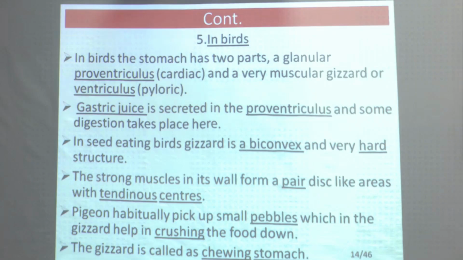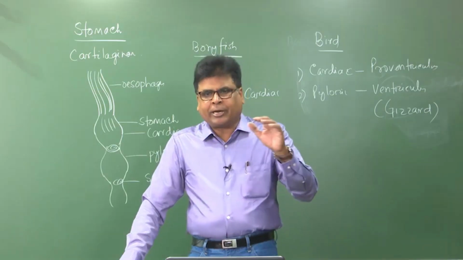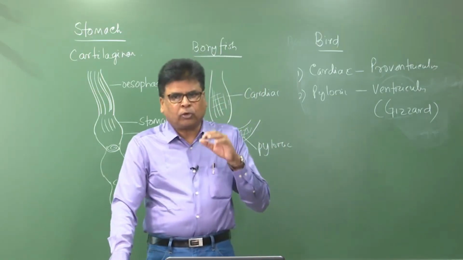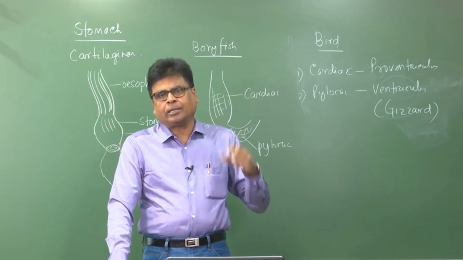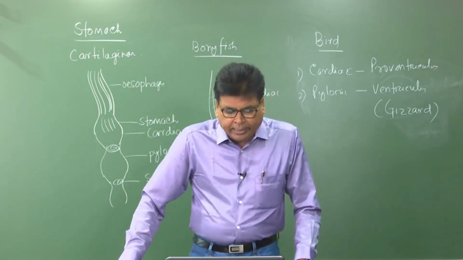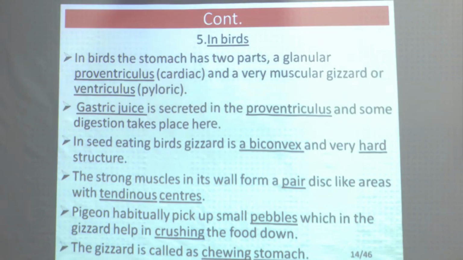In them, again the stomach is lined with gastric glands, and gastric juice is secreted in the proventriculus, and some digestion takes place here. That means gastric juice is not secreted in the pyloric part, that is the ventriculus, rather it is secreted in the proventriculus. And in seed eating birds, the gizzard is biconvex. I shall show you the diagram. The gizzard is a biconvex and very hard structure.